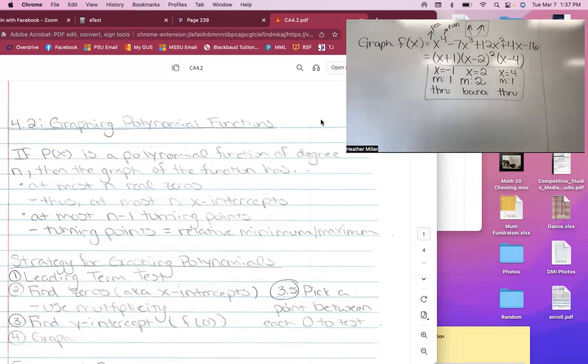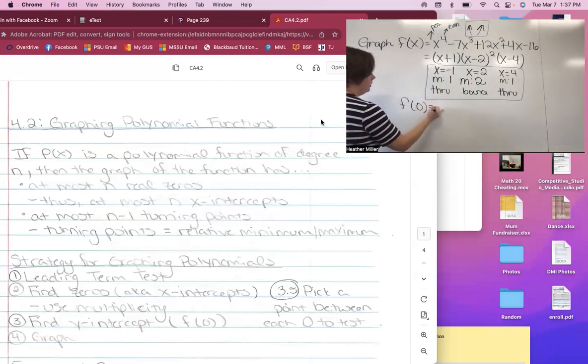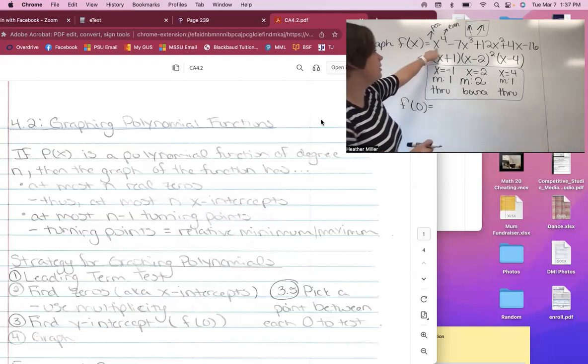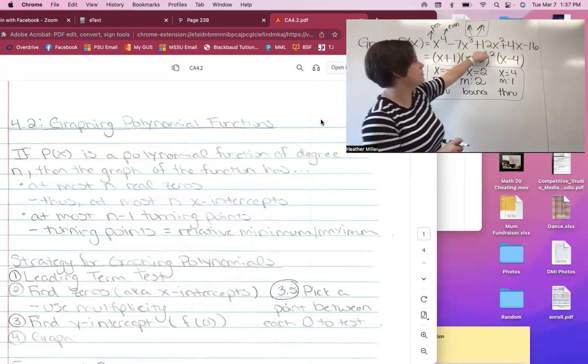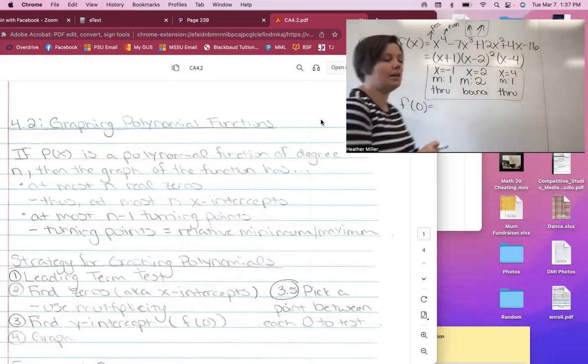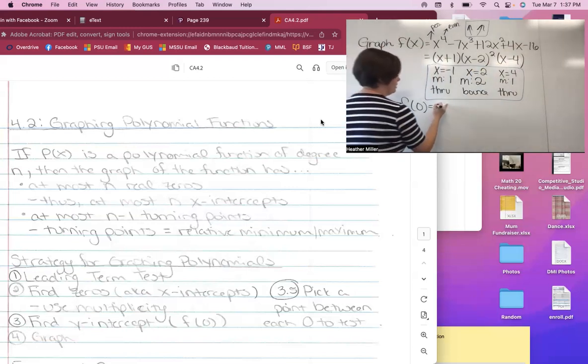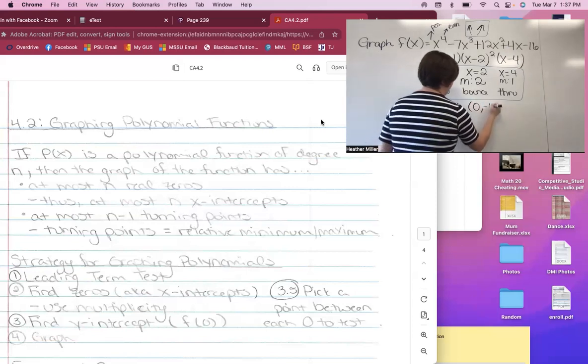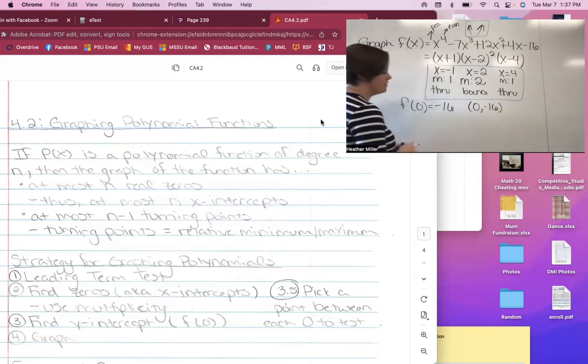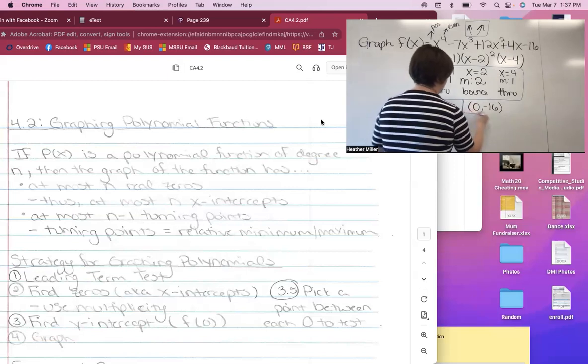The next thing we're going to figure out is our y-intercept. That's where we have f of 0. Again, the nice thing is we put 0 in here, it goes 0, 0, 0, 0. So really all we're looking at is that constant term down there on the end, which is -16. So we have (0, -16) as our y-intercept.